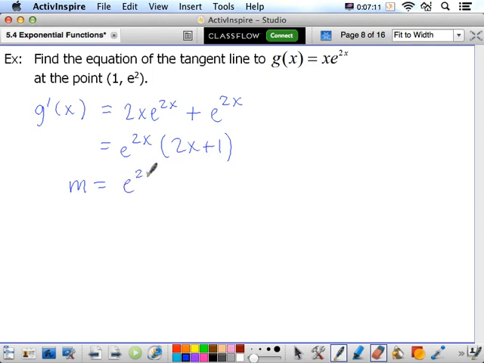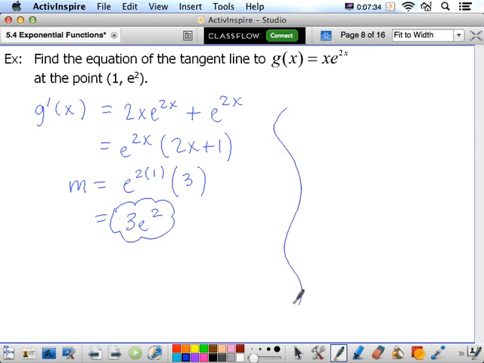So we have e to the 2 times 1 multiplied by 2 times 1 plus 1, which is 3. So is the slope 3e squared? Is that what everybody got? 3e squared? Okay, so that's our slope, 3e squared. And then to find the tangent line, all we do is use our point slope formula: y minus y1 equals m in parentheses x minus x1, close the parentheses.